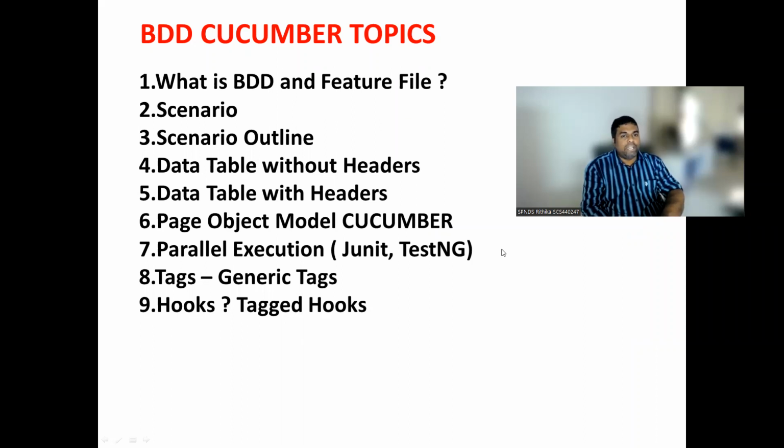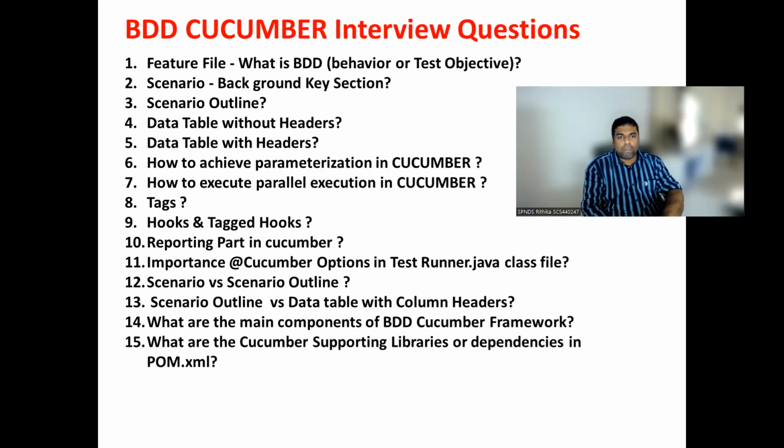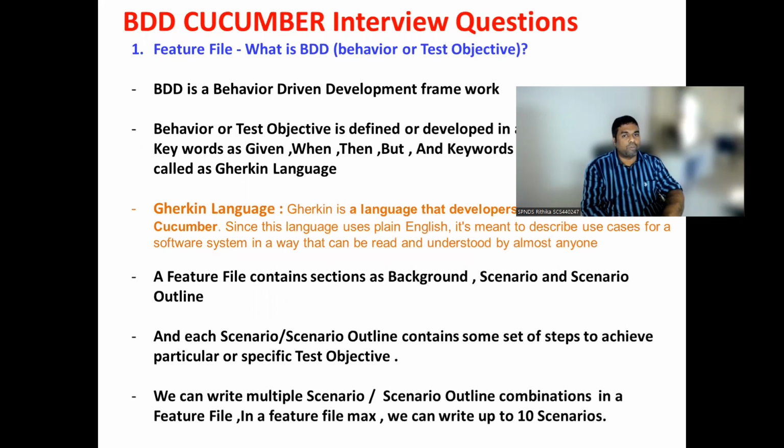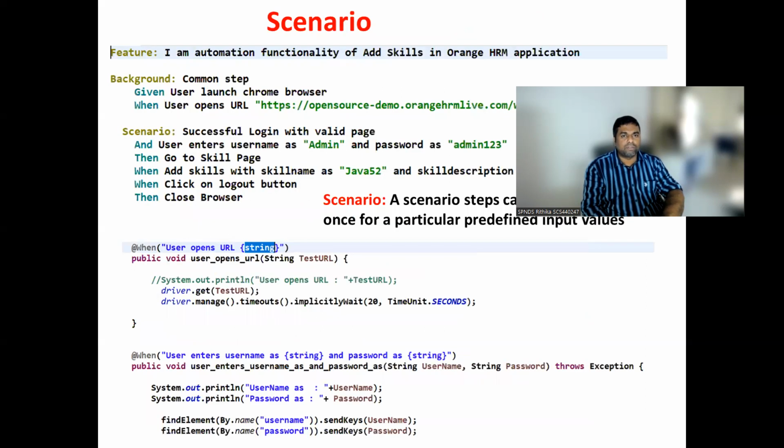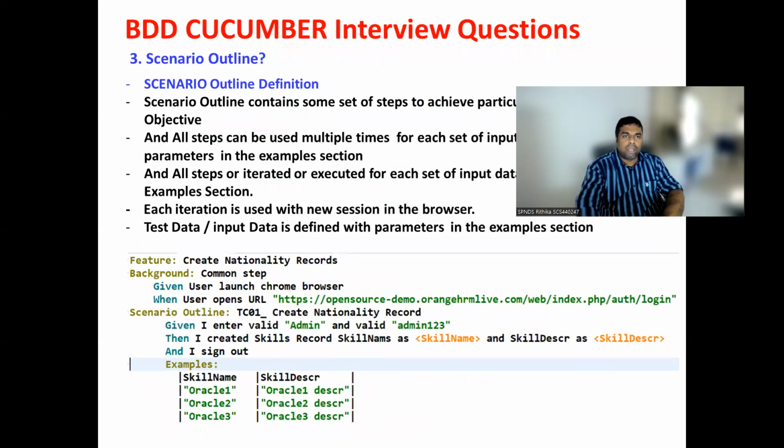So what is BDD and feature file, scenario outline, data table without headers, with headers, page object model, Cucumber parallel execution. All the PPT content is ready. In the interviews, people will ask these questions. These are the 15 questions I had mentioned. Every question and answer I have given in this PPT. How you have to explain the feature file, we will see in the day after tomorrow's class. And feature file and BDD, scenario and background keyword, how you need to explain in the interviews, and scenario outline, how you need to explain.